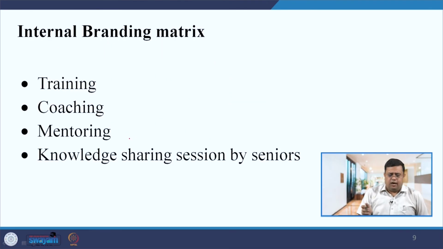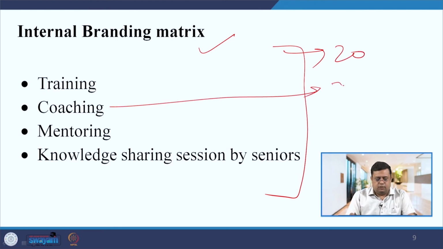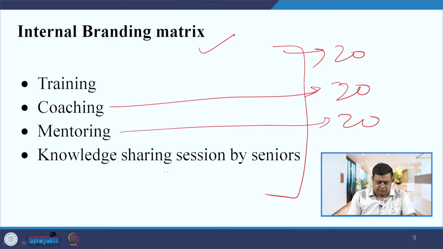So, internally, how are you developing the employer branding? Just the initiatives that you have taken, like any customized training that you have done. How many trainings are done, how many coaching sessions are done, how many mentoring sessions are done, how many knowledge sharing sessions are done.